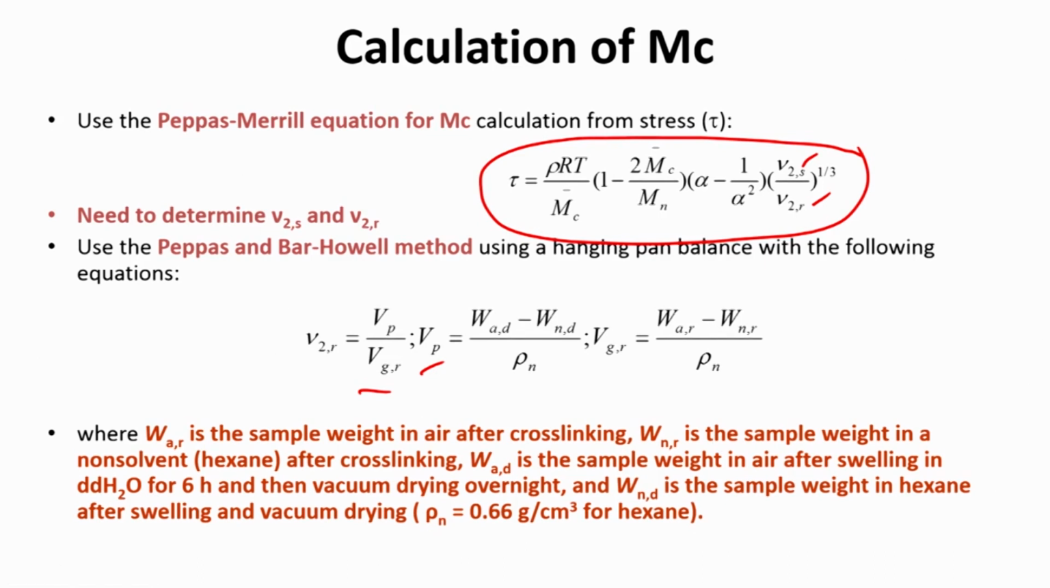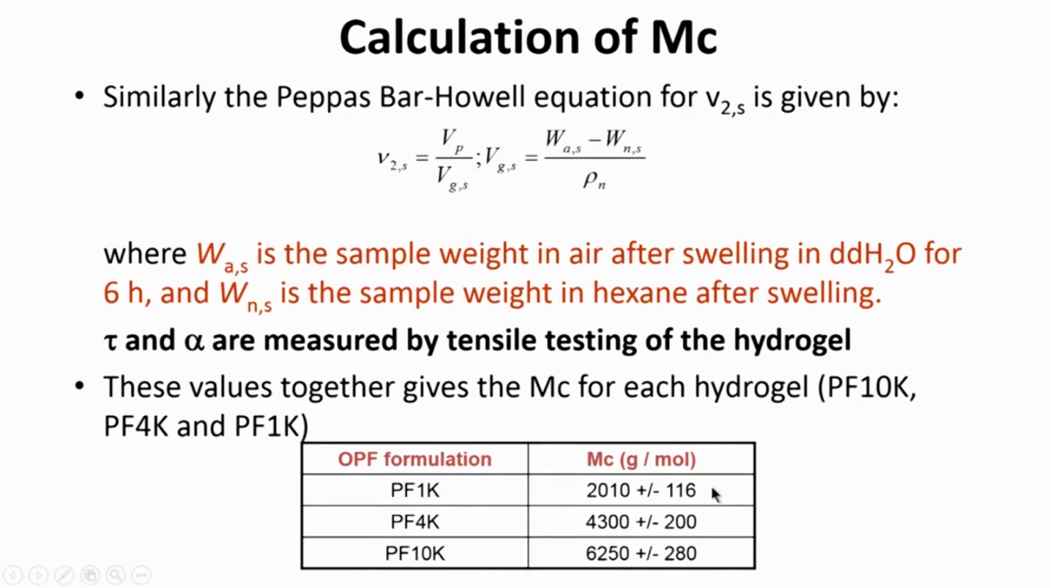Once you apply all these equations and get some of the values from different parameters reported in the literature, you can do this in different solvents as well. You can do this in hexane, and what you end up with is essentially applying and fitting all these values, and you get an Mc for different gels. So, you have PF 1K, PF 4K, PF 10K, and notice how the molecular weight between cross link has also increased. It has gone all the way from 2000 grams per mole to 6250 grams per mole.